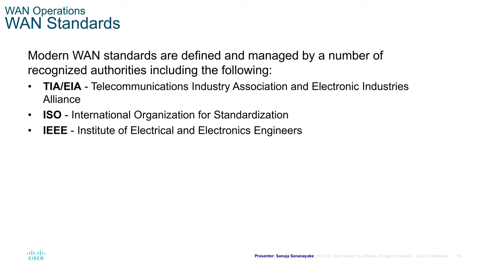WAN standards. Modern WAN, or wide area network, standards are defined and managed by a number of organized authorities, including the following: TIA or EIA, which are the Telecommunication Industry Association and Electronic Industries Alliance, ISO, which is the International Organization for Standardization, and IEEE, which is the Institute of Electrical and Electronics Engineers. If you have taken my previous lectures or classes on my YouTube channel, you probably already have heard these terms. You should have been exposed to these organizations in my previous lectures. But if you haven't, this is what they stand for.